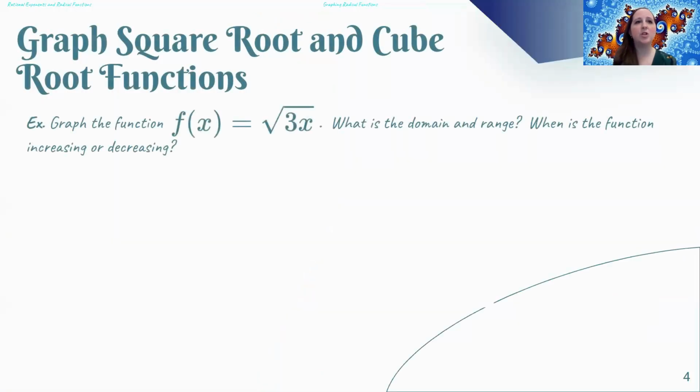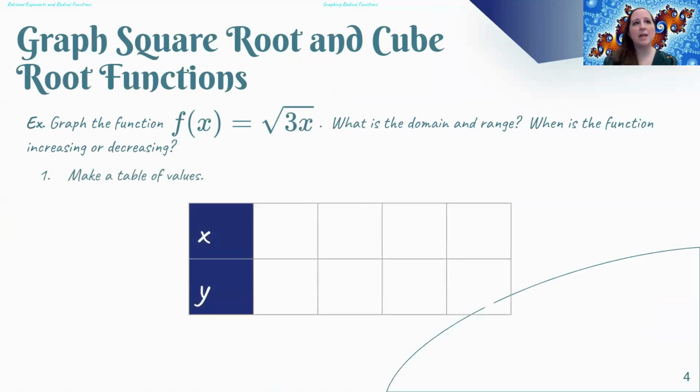We want to graph the function f of x equals the square root of 3x. What is the domain and range, and when is the function increasing or decreasing? So first, I want to make a table of values. So I'm going to pick numbers that I know when I multiply by 3 are going to give me whole numbers when I take the square root of them. So I'm going to start with 0. 0 times 3 is 0, and the square root of 0 is 0.